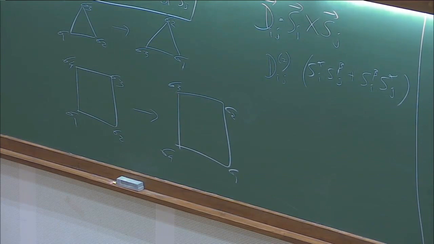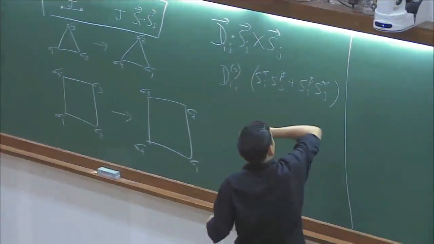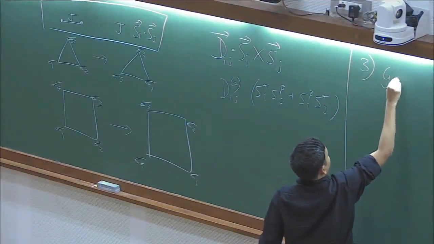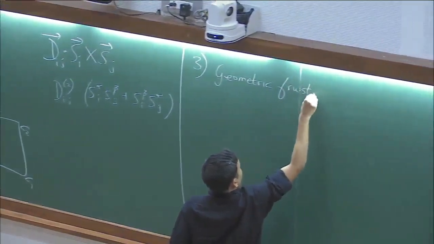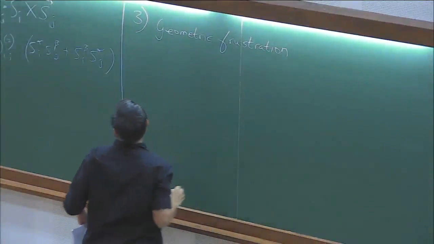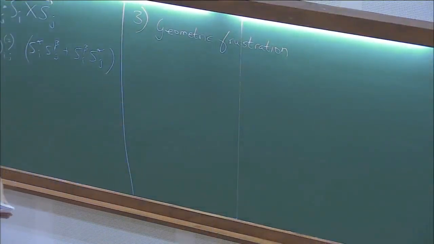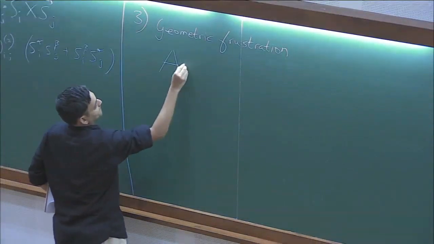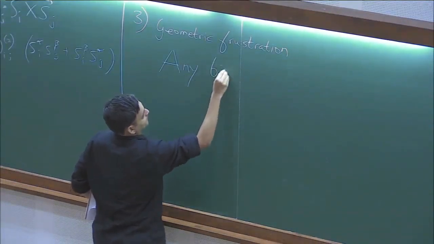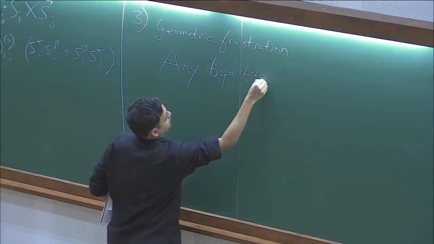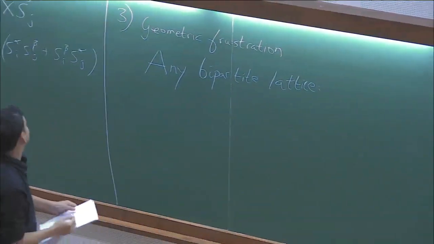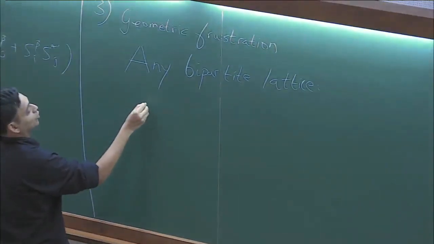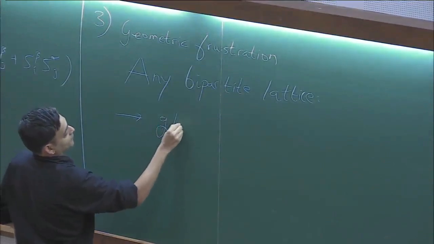So let me just elaborate on this geometric frustration thing first. So these are the first two things we talked about. So if you have a nearest neighbor exchange interaction on any bipartite lattice, then you can actually find the global minimum.